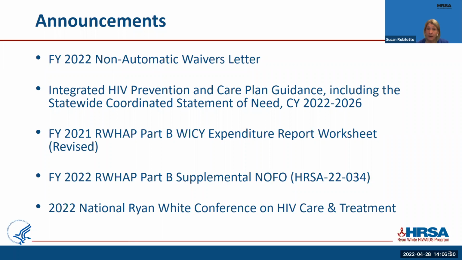Just a reminder too that the integrated plans are due December 9th. I know you probably are all working hard on them. There is technical assistance available, and you can find the resources and technical assistance opportunities on the targethiv.org website. Also, the fiscal year 2021 Ryan White HIV AIDS Program Part B Annual Progress Report is due July 29th. An updated Women, Infant, Children, and Youth, or WICY, expenditure report worksheet is now available. The updated worksheet was sent via the listserv email list on April 21st, and the worksheet will also be available in the electronic handbooks or EHBs. Also, just a reminder that the fiscal year 2022 Part B supplemental applications are due May 9th.